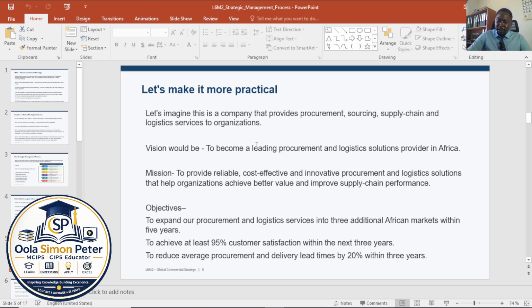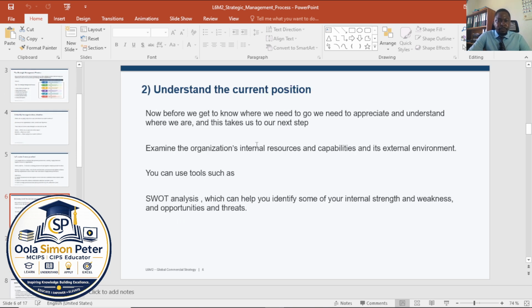So we have been able to identify an example of our company. We have looked at our company. Then we have also seen our vision, and we have also seen our mission and objectives. Now, these should be able to tell us where we want to go. Now, the second step to coming up with a good strategic decision is to understand your current position.